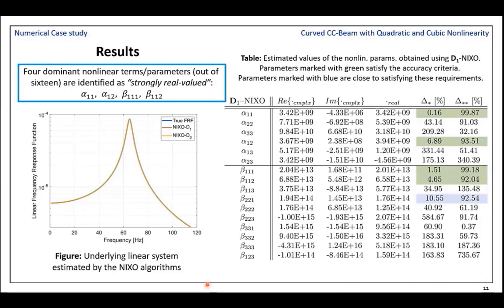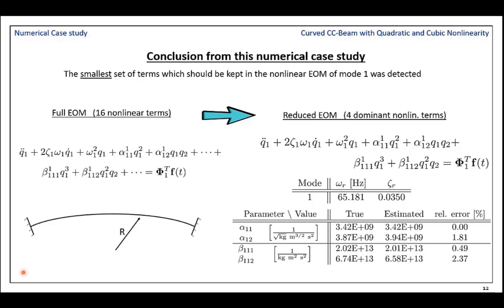Additionally, we can see that the underlying linear system was identified successfully as well. To conclude this case study, we started with a full equation of motion. As a result, NIXO pointed out 4 dominant terms which should be kept in the equation of motion. Plus, it estimated their values with a high accuracy, as indicated in the adjacent tables.